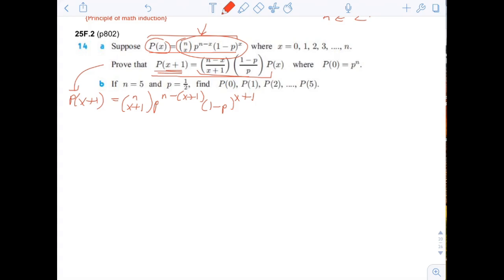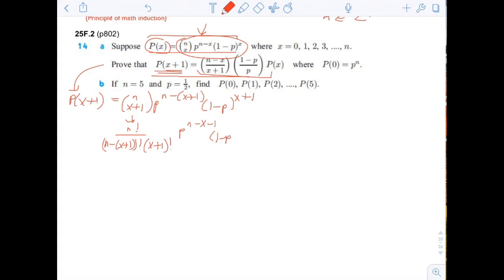Okay, so let's see. One thing that we should do is break this down. So this is n choose x plus 1. If you break down n choose x plus 1, it's n factorial divided by n minus x plus 1 factorial, times x plus 1 factorial. And then the rest of it is like this.